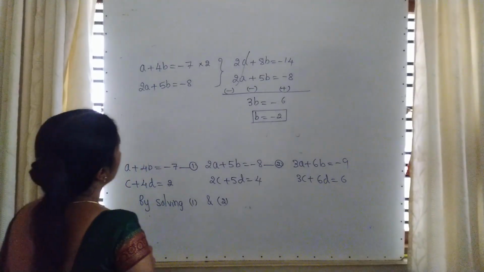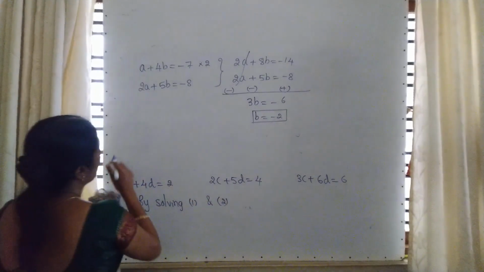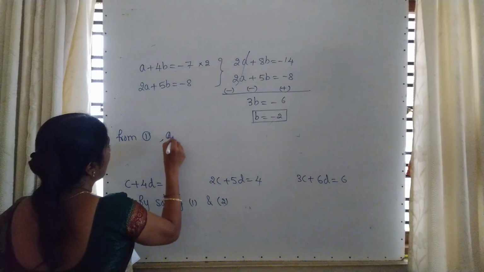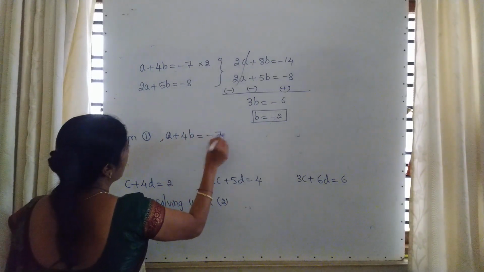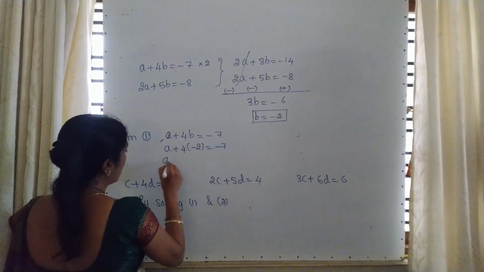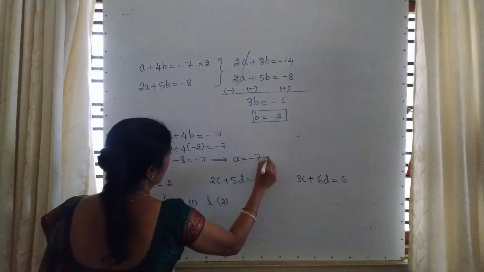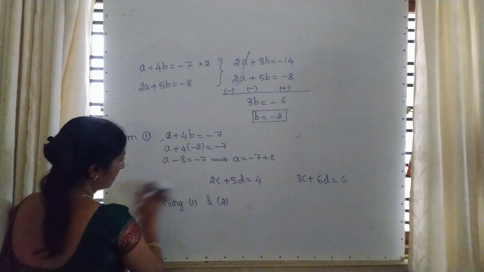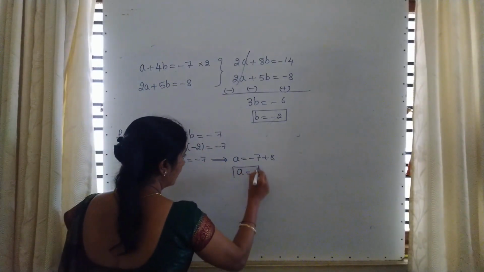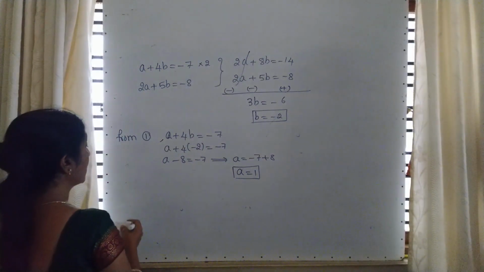Write down this value in any one of the equations, either in equation 1 or in equation 2, you will get the A value. From 1, A plus 4B is equal to -7. Write down that B value. A minus 8 is equal to -7, implies A is equal to -7 plus 8. That is, A is equal to 1. Now we got A and B values. Moving to calculating C and D.